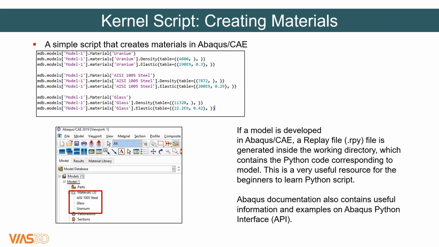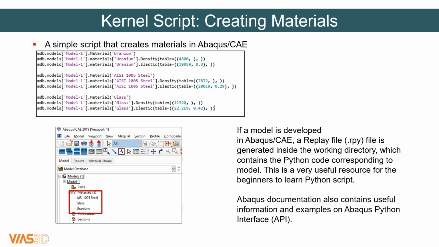This example on the slide is for a kernel script. Again, very simple. We're just looking at adding materials to our model. So with these kernel commands, we can simply create a material and add density and elasticity values.